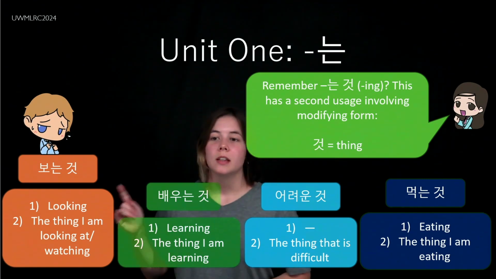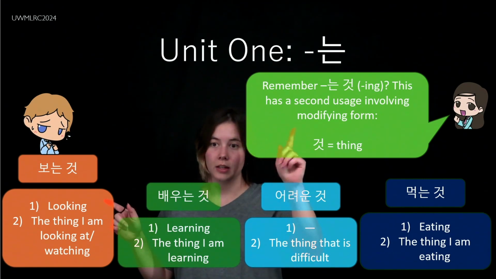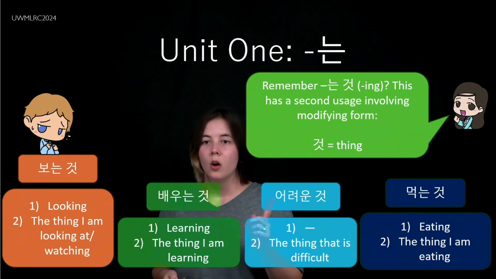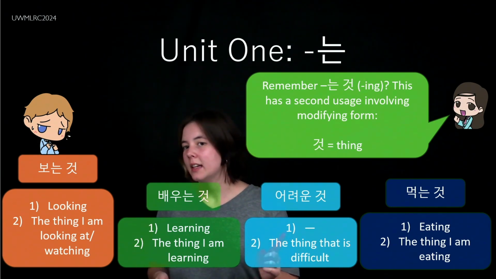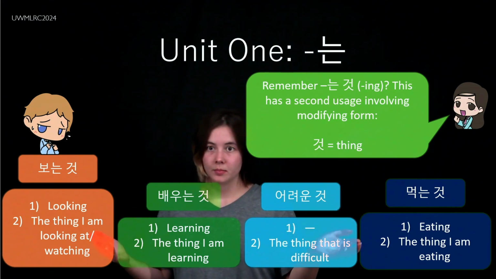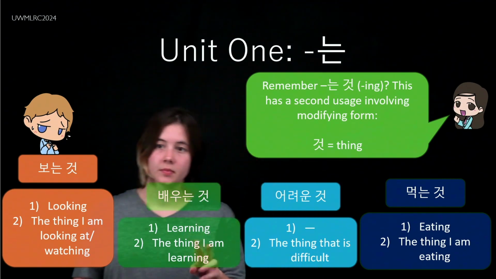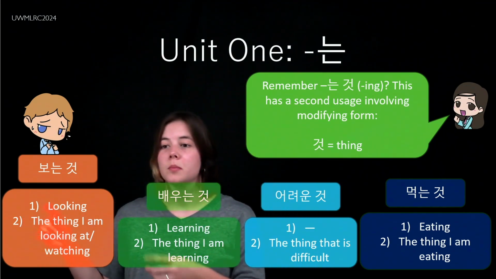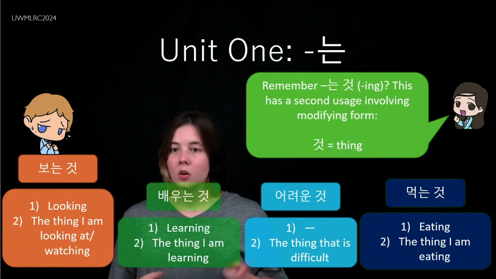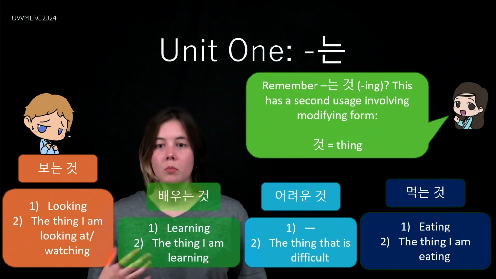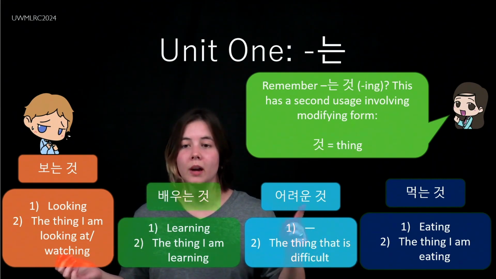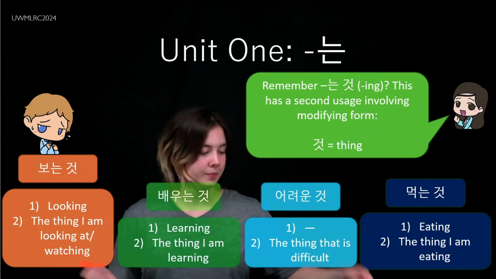So, 보는 것, in the first way, ing, you translate this as looking. 배우는 것, learning. 어려운 것 doesn't translate because it's an adjective, so we left that one blank. 먹는 것, eating. If you translate it the second way, in modifying form, it becomes thing that I am looking at, the thing that I am watching, thing that I am learning. 어려운 것, the thing that is difficult. 먹는 것, the thing that I am eating. These are also modifying forms because they are describing 것, thing.